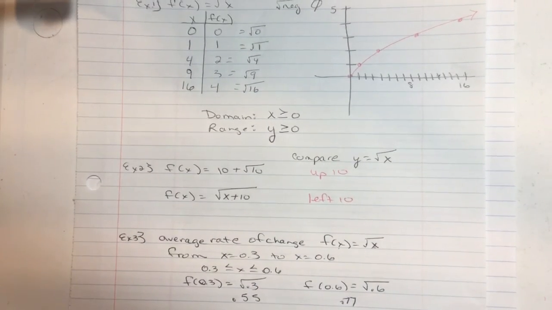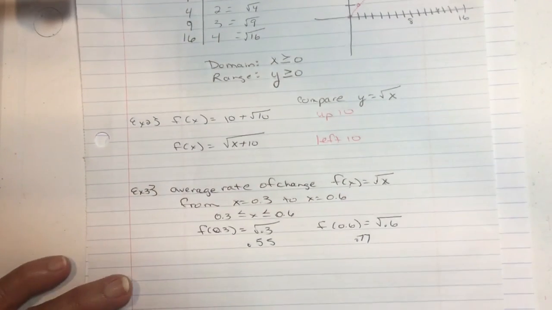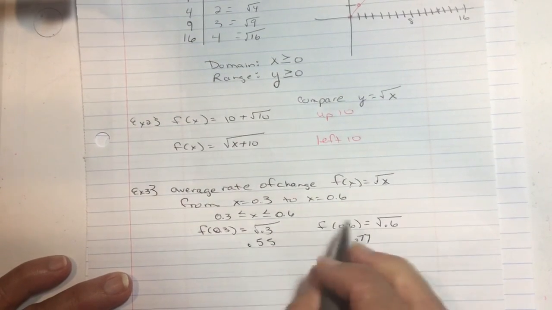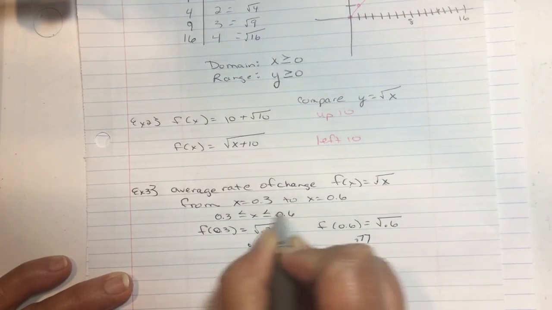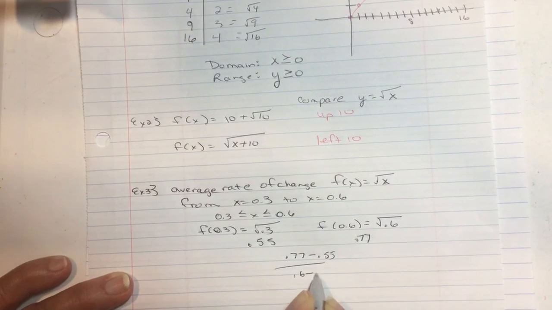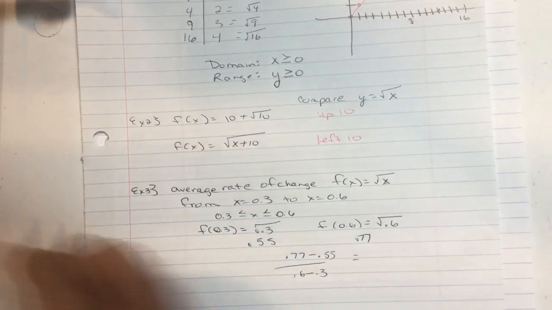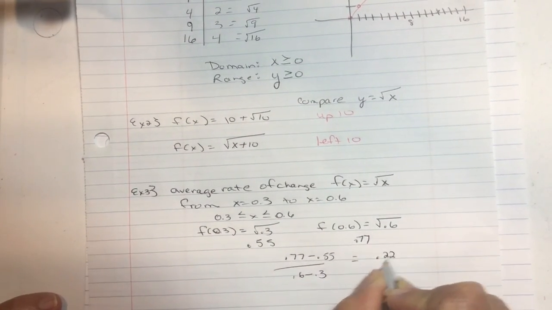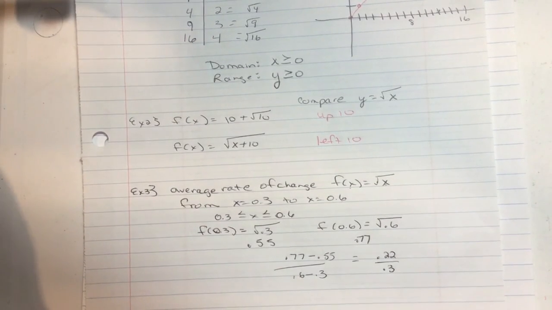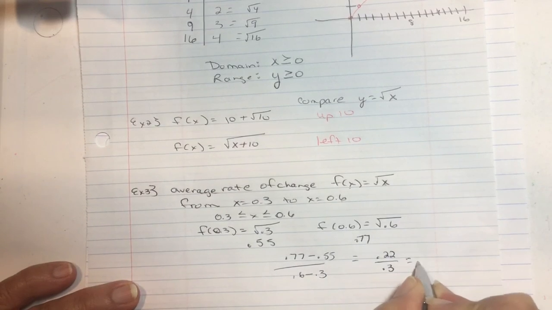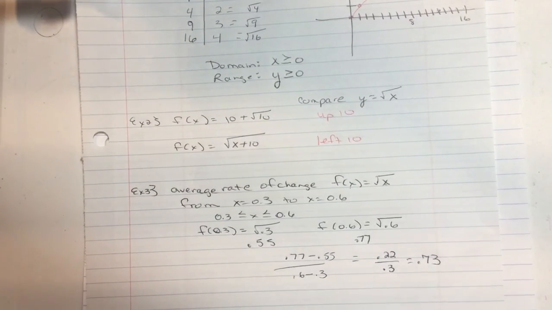Now, the rate of change, remember, that's just slope. So you're going to subtract the y's and subtract the x's. And you're going to have 0.22 over 0.3, which gives you a rate of change of about 0.73.